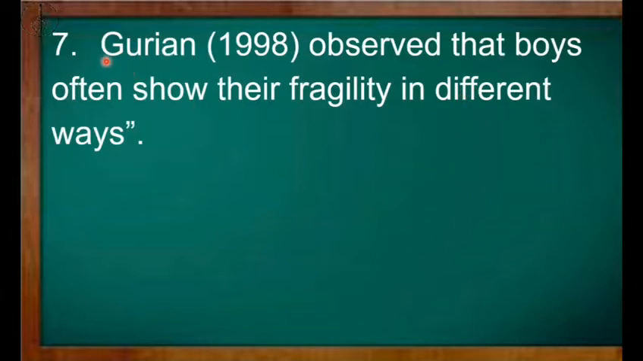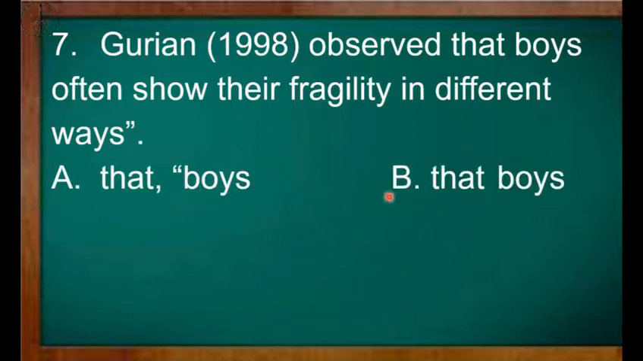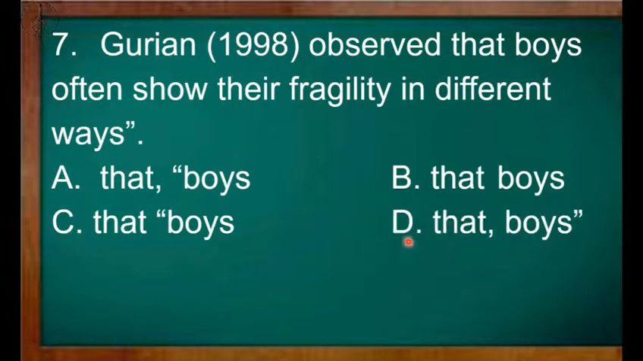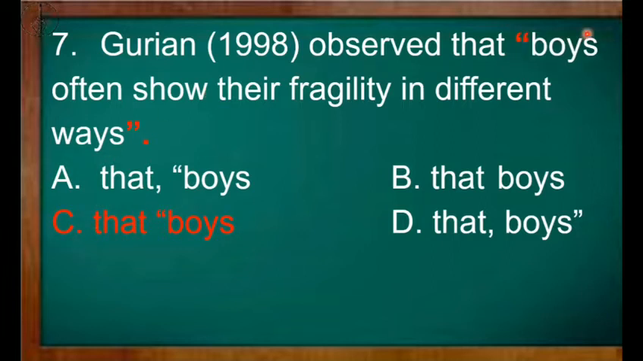Number 7. Gurian 1998 observed that boys often show their fragility in different ways. Alright, here are our options. Option A, option B, option C, and option D. Now if we are going to analyze carefully the sentence, the answer should be option C. It should be like this. Quotation mark here. Boys often show the fragility in different ways. Close quotation mark and then period.